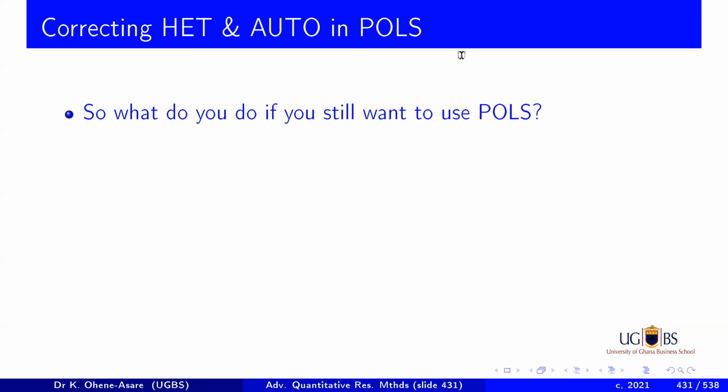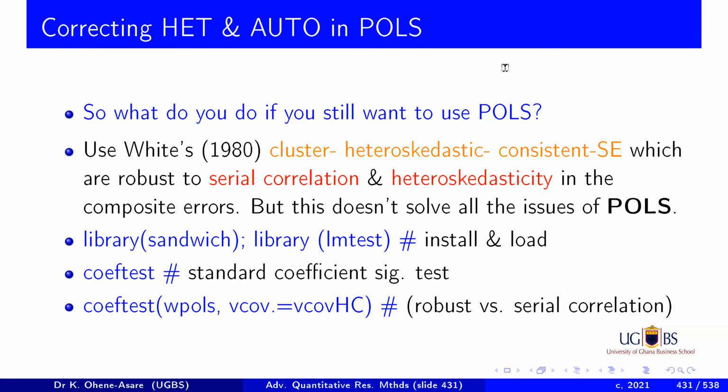What do you do? How do you solve? If you still insist you want to use the pooled OLS, then what do you do? Well, if you want to use the pooled OLS, you can do it, but you have to make corrections for the potential heteroscedasticity and autocorrelation, which may be hidden because you use that model.